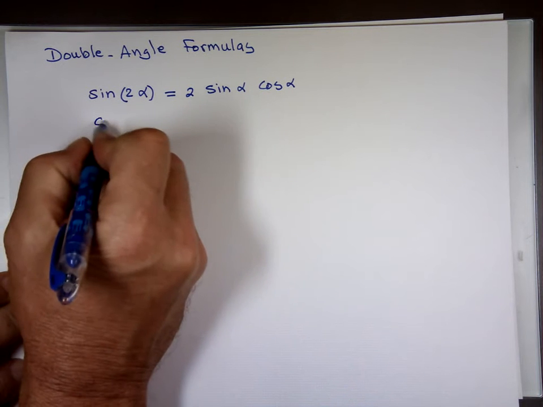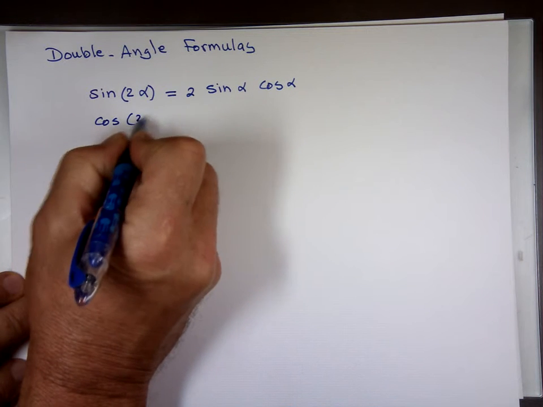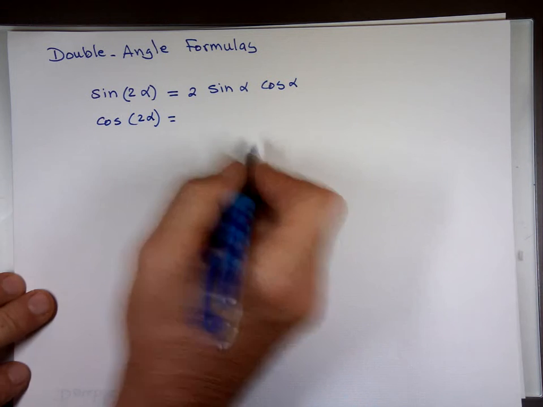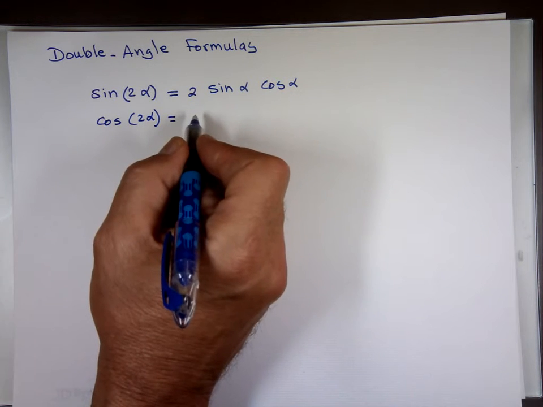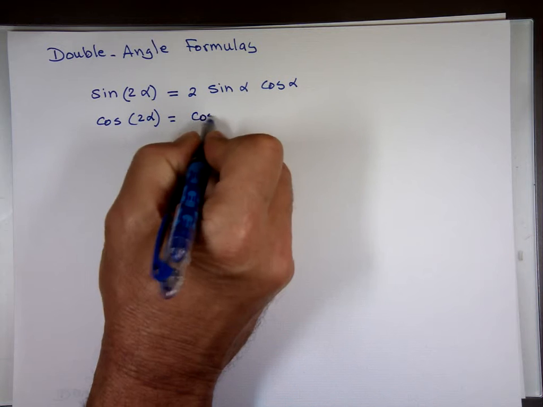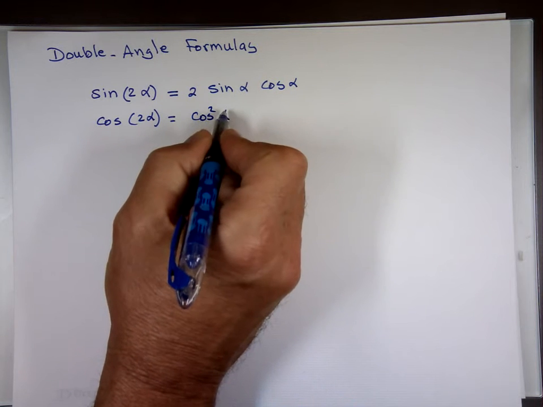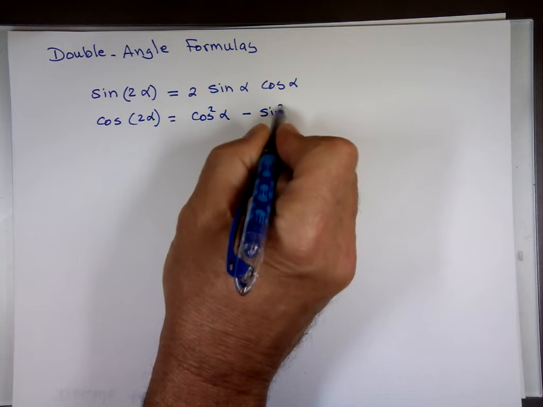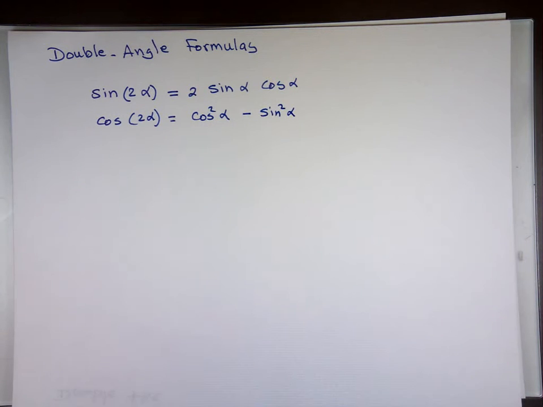Cosine 2 alpha equals cosine squared alpha minus sine squared alpha. And I can derive 2 more out of this one.